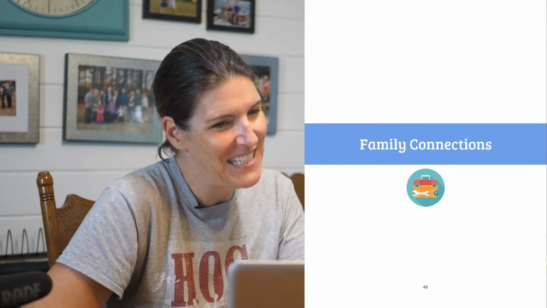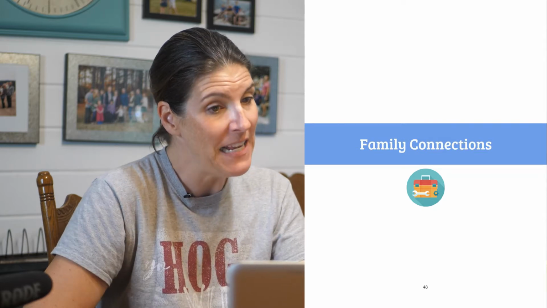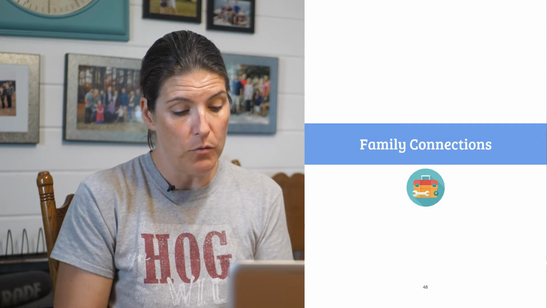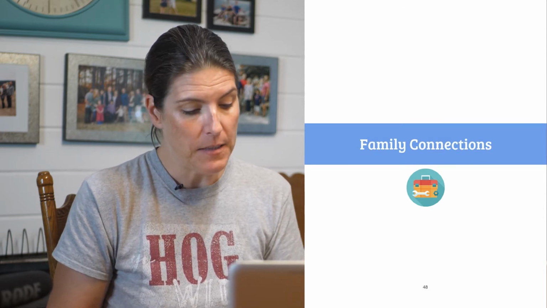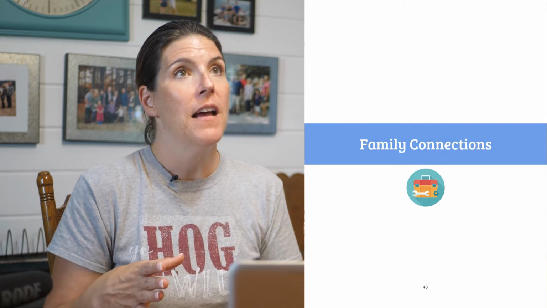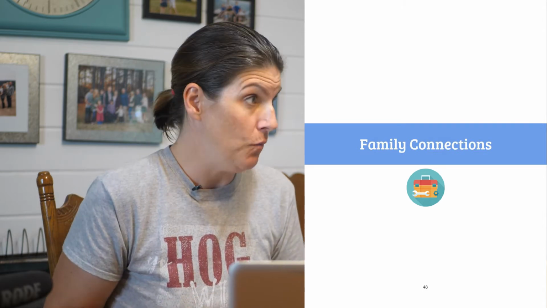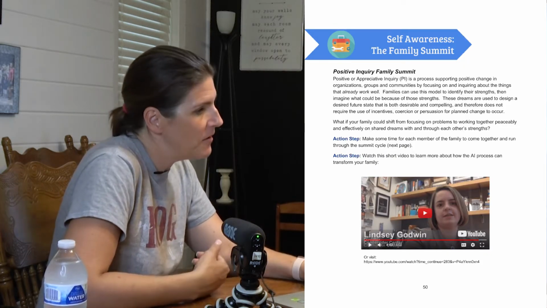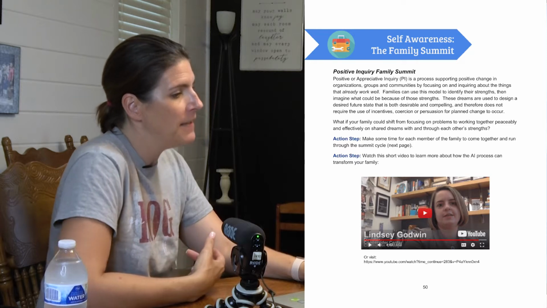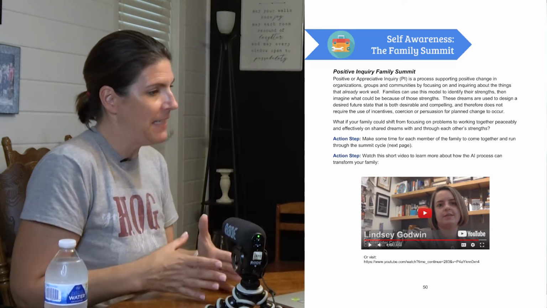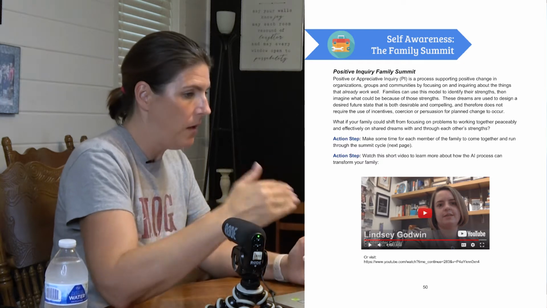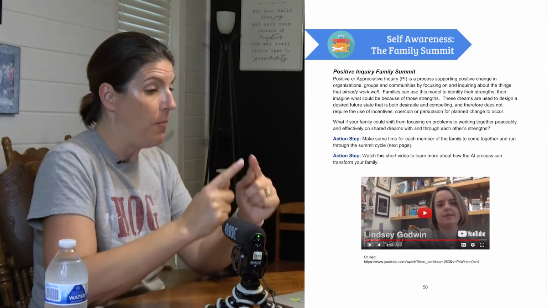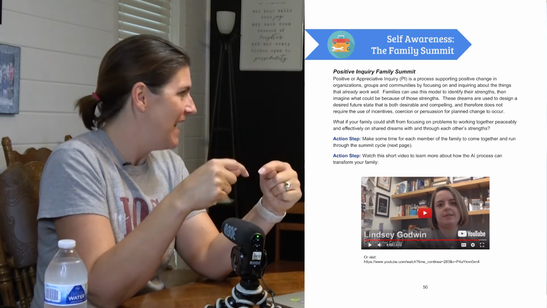Here's the family connections. That's that piece I said that is meant to be taken to the family. It explains a little bit about the social emotional target. It may explain the anchor points more, and then it has an opportunity or an action for them to do to practice those skills. So for self-awareness, here's one, for example, it's called the Family Summit. It's a process by which families get to sit down and go through this summit process of creating a problem or a question and then solving that together.